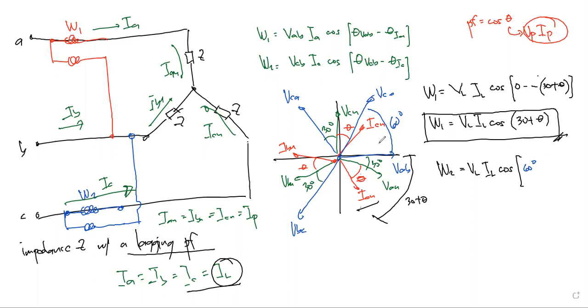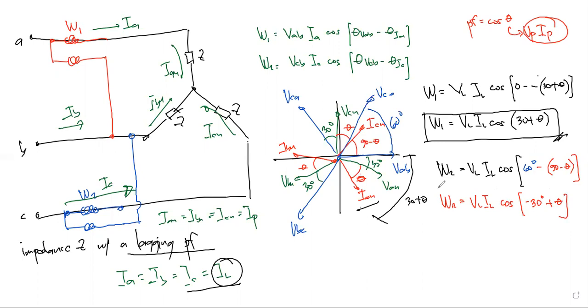Let me use a different color. This should be 90 minus theta. So this is theta, and this is 90 minus theta. So this is minus the angle which is 90 minus theta. Therefore wattmeter 2 can be written as VL IL and then cosine of negative, 30 plus theta.